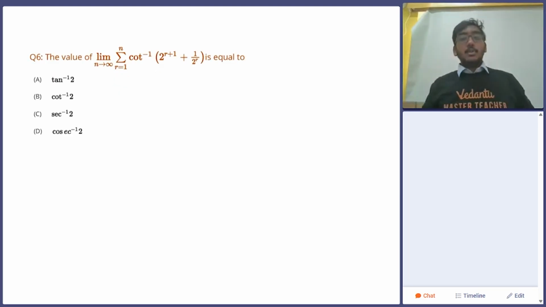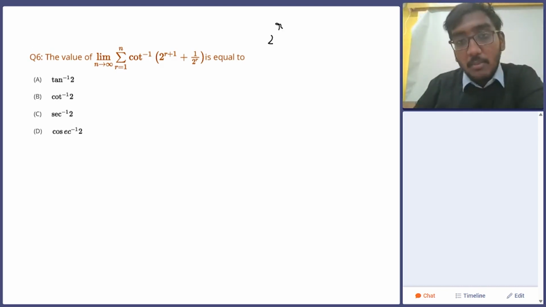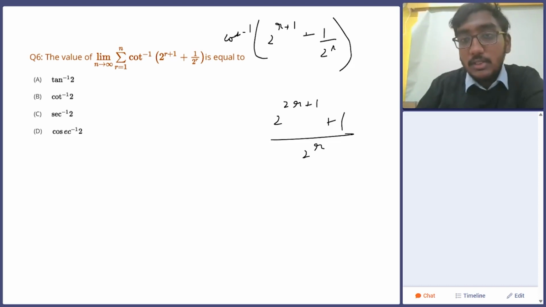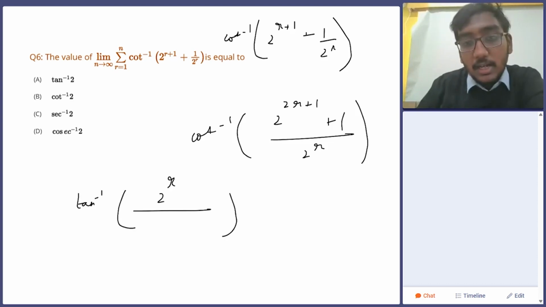So this question is from inverse trigonometry. First, you just take the LCM and evaluate it as a single term. 2 power r plus 1 plus 1 by 2 power r can be written as 2 power 2r plus 1 plus 1 by 2 power r, right? So cot inverse of this expression is the same as tan inverse of the reciprocal of that, 2 power r divided by 1 plus 2 power 2r plus 1, right?